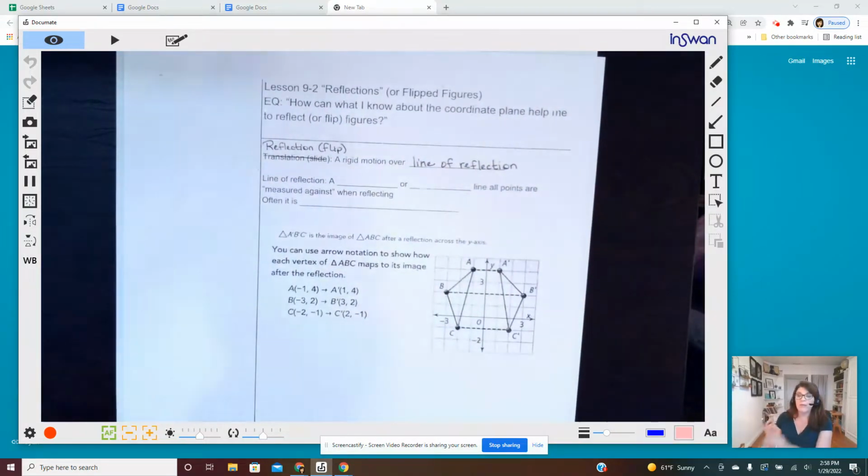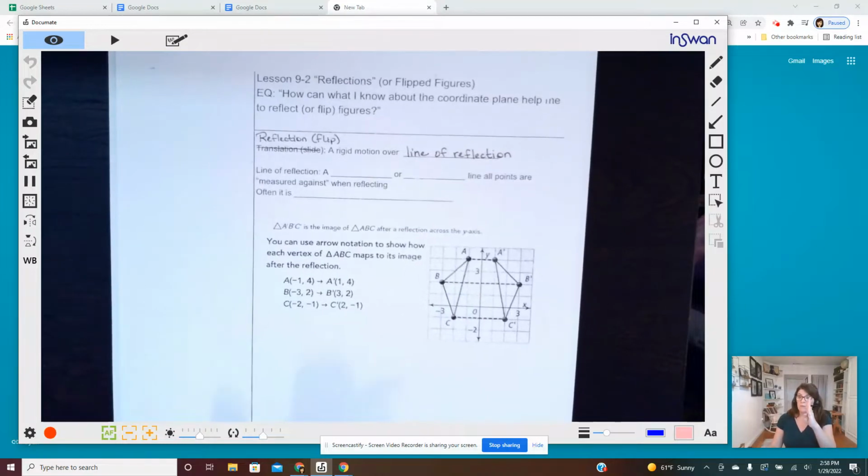There has to be a mirror point at which we're flipping. For most of the ones we do, it's going to be the y-axis or the x-axis. Okay, remember y is vertical, x is horizontal. But it can be any line that you draw. Could be a line of reflection. It doesn't have to be the x or y axis.